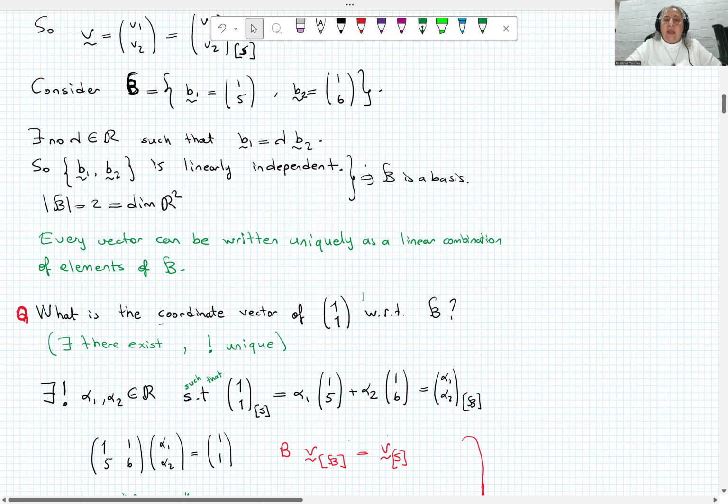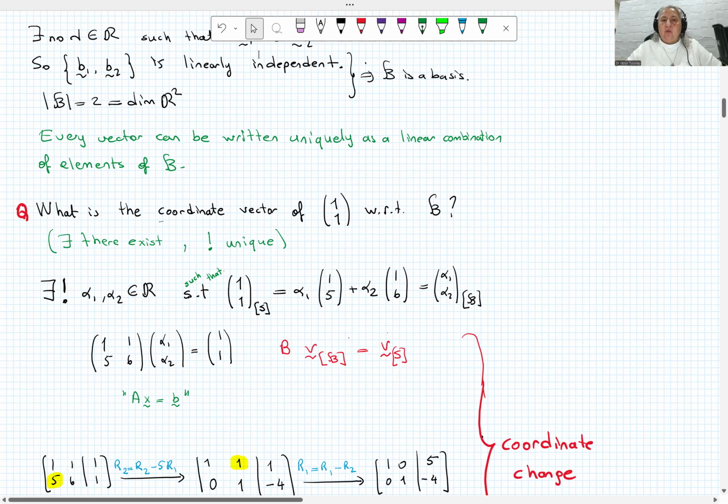So now take a vector. Let's take the vector (1, 1). This is a coordinate vector with respect to the standard basis. Now we would like to write this coordinate vector with respect to the basis B, because B is different. B is not a standard basis. This means that this is just any vector. I'm just making an example to explain things. I'm choosing (1, 1) to make life easier and explain explicitly.